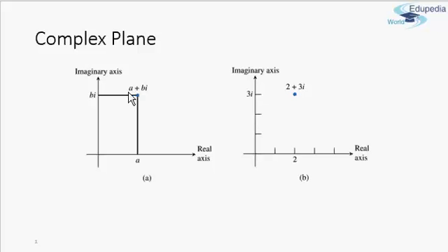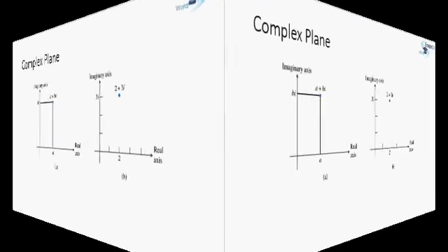So a plus bi is the way in which a complex number is represented, b being the value of the imaginary part of the complex number, and a being the real part. And this is how you would plot 2 plus 3i.